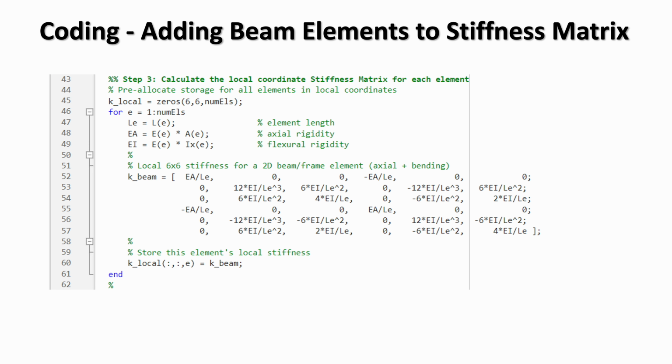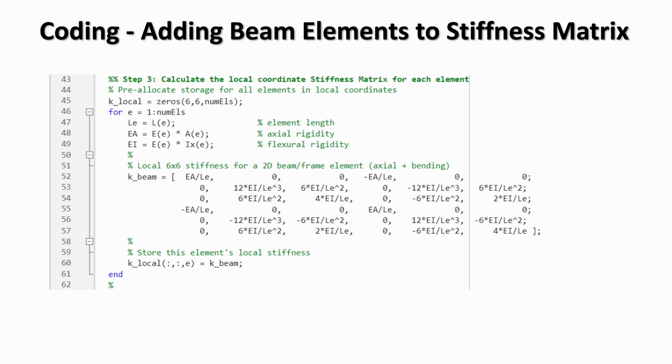Here we generate the local 6 by 6 stiffness matrix for each element, using the geometry and material properties we defined earlier. We begin by pre-allocating space. K local equals zeros(6, 6, num-Ls), number of elements, and this reserves one 6 by 6 matrix for each element in the structure. Inside the loop, the code does the following for each element: extracts its length, LE, calculates the axial rigidity, EA, and calculates the flexural rigidity, EI.